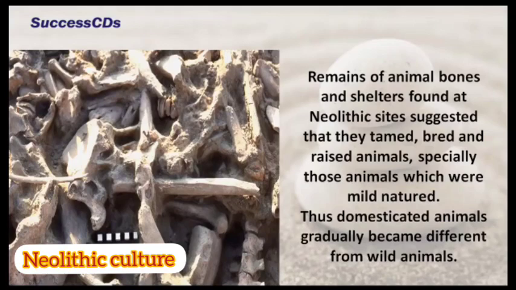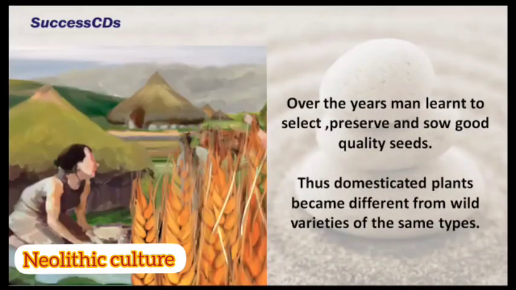Remains of animal bones and shelters found at Neolithic sites suggested that they tamed, bred, and raised animals, especially those animals which were mild-natured. Thus, domesticated animals gradually became different from wild animals. Over the years, man learned to select, preserve, and sow good quality seeds. Thus, domesticated plants became different from wild varieties of the same types.